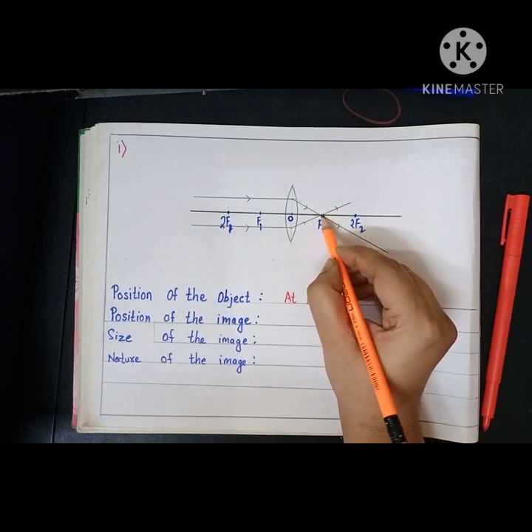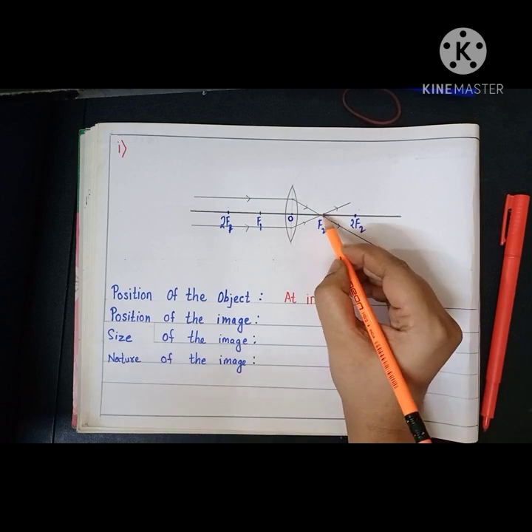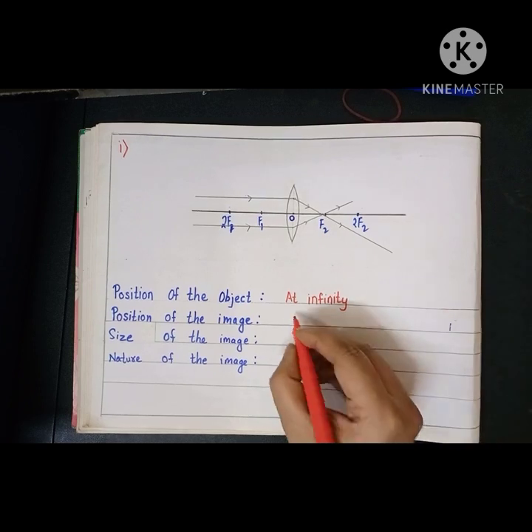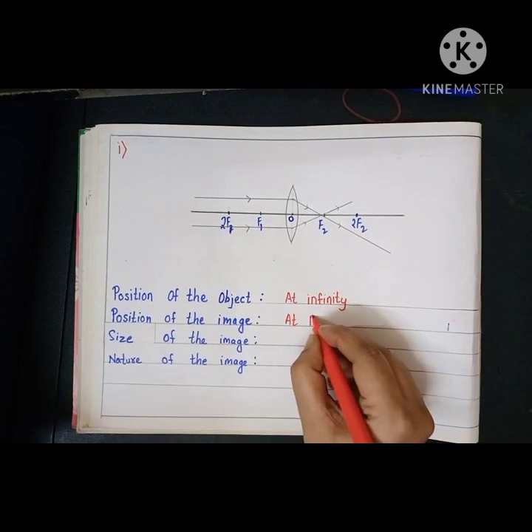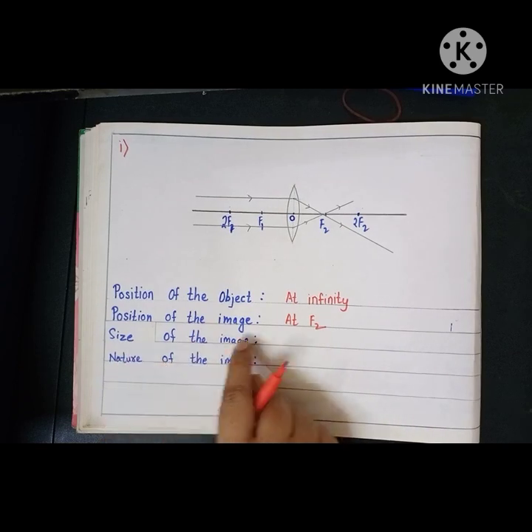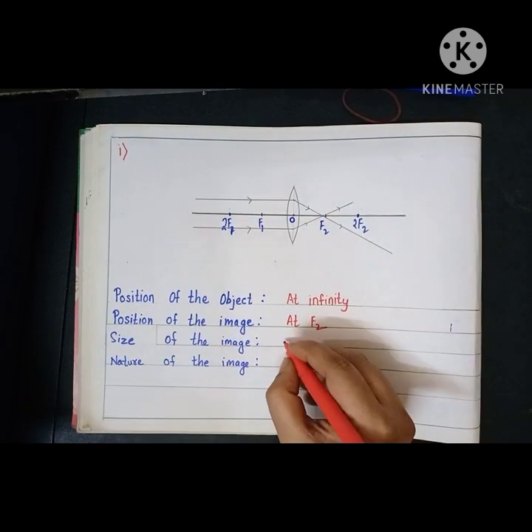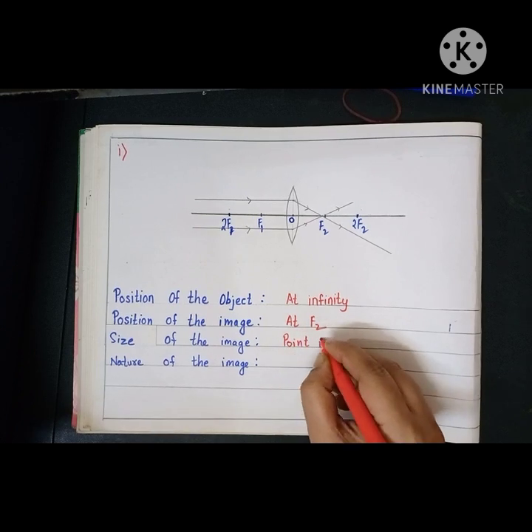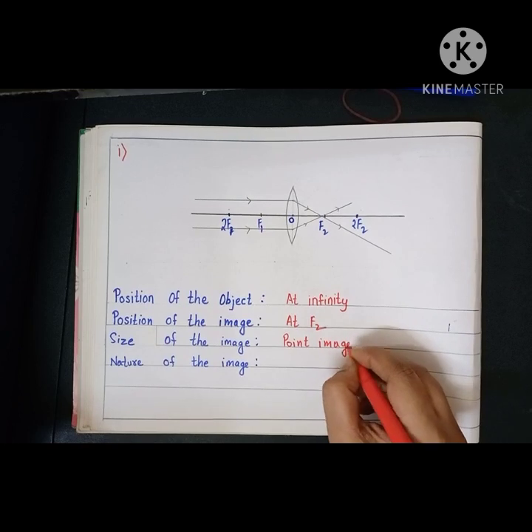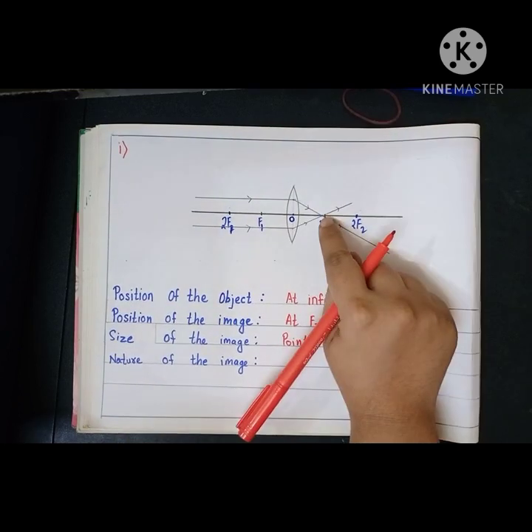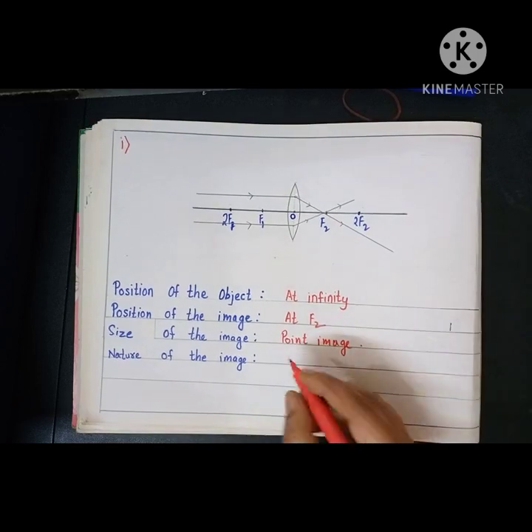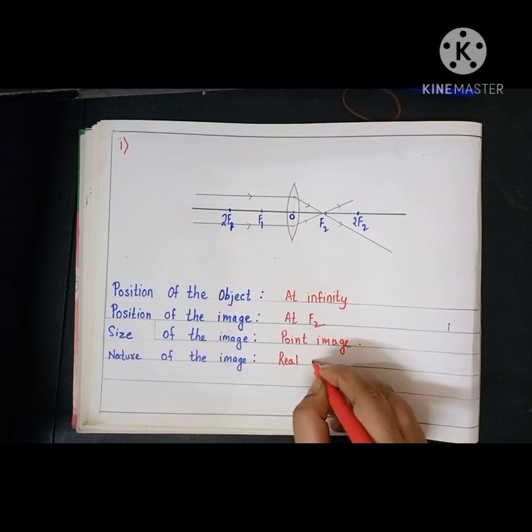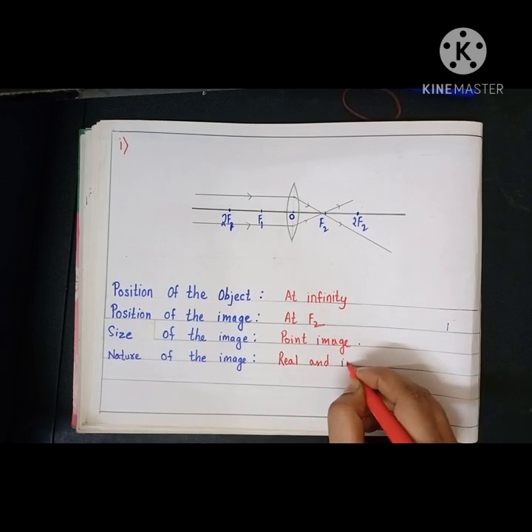So the image appears at F2. So position of the image will be at F2. Size of the image is point size. So you will write point image or point size. Nature of the image, here you all can see as it is towards the right side, and convex lens always forms real and inverted image.